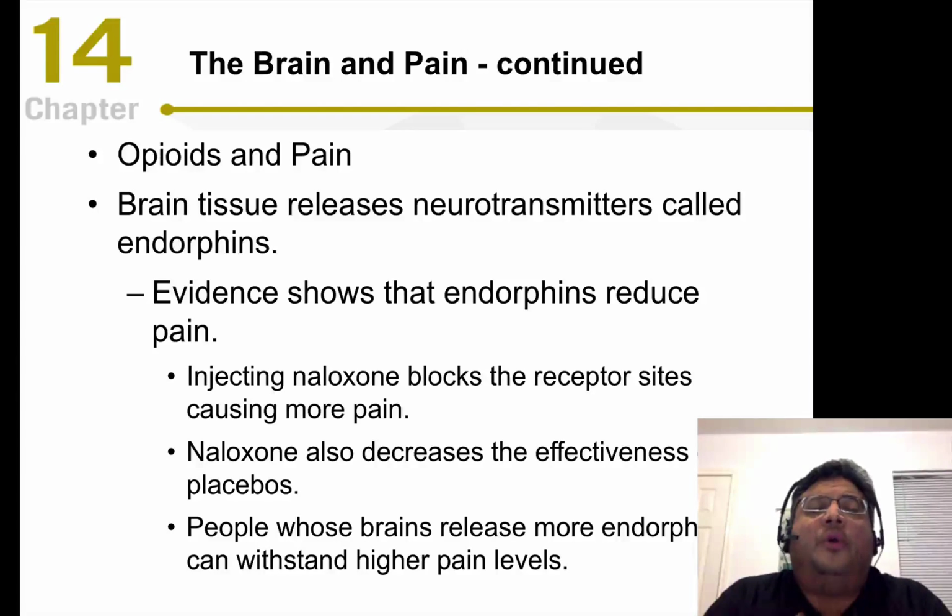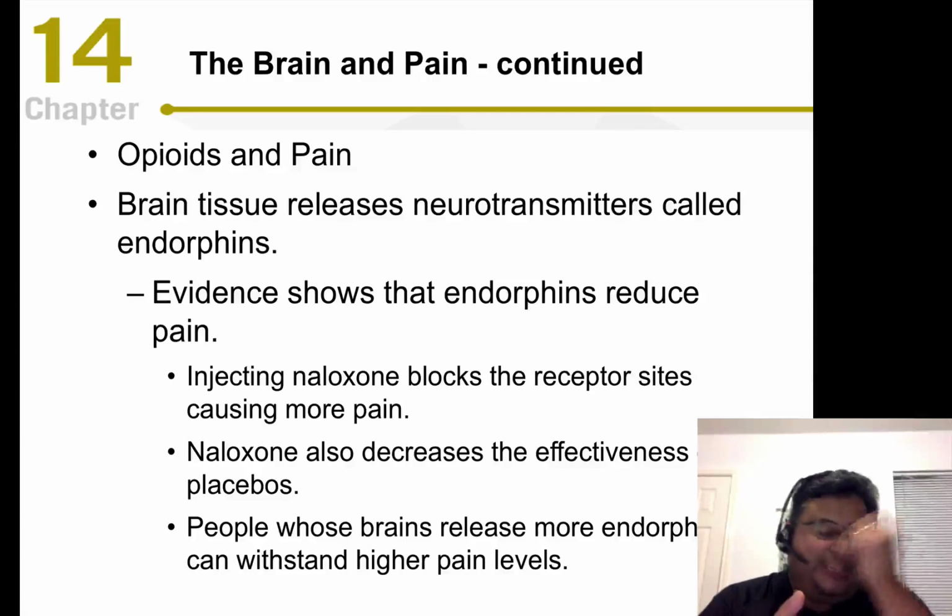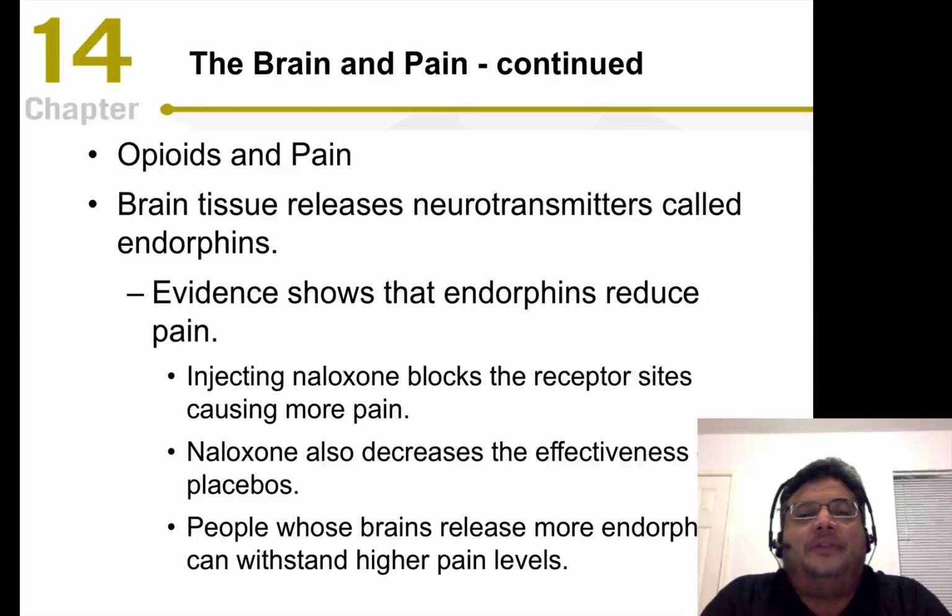We also have opioids in our brains that are naturally part of our brains, and these opioids have been referred to as endorphins, and they're used as a neurotransmitter. And it turns out that these endorphins do, in fact, reduce pain. If I were to inject a rat with naloxone, which is a drug that blocks endorphin receptors, I will induce more pain because the endorphins aren't able to work.